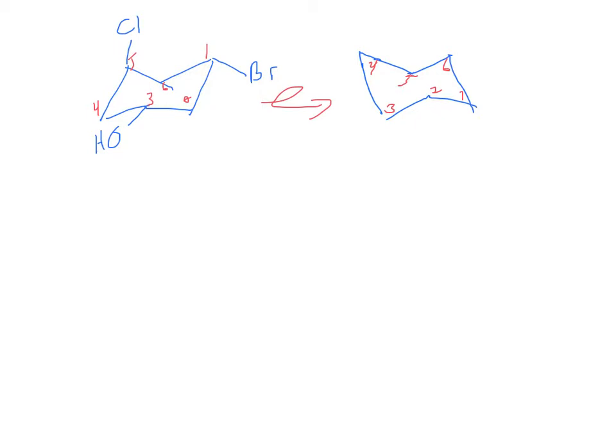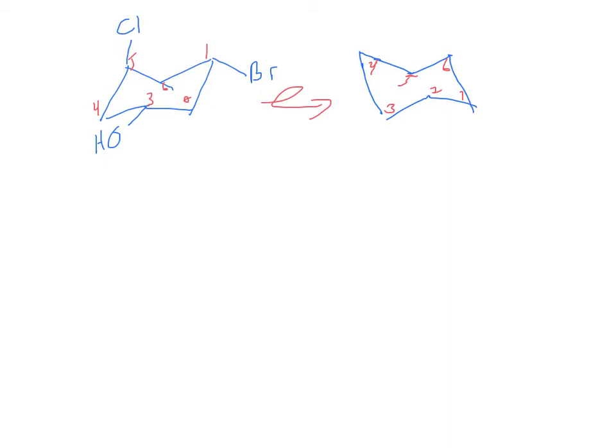So bromine is still on carbon 1. Now bromine was equatorial. What's it going to be after the ring flip? It's going to be axial. So with a ring flip, whatever was axial becomes equatorial, and whatever was equatorial becomes axial. Now the wedge and the hatch has nothing to do with axial and equatorial. Nothing to do with it. You can be axial down and axial up. It doesn't matter.